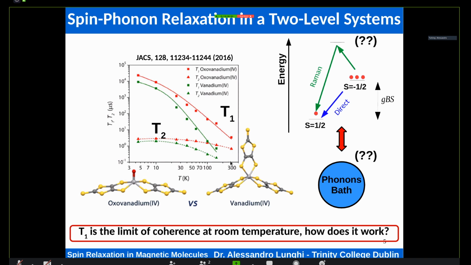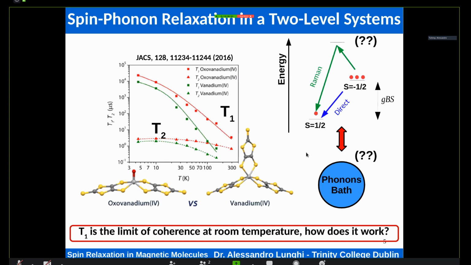So in a nutshell, what T1 is: let's say we have two spin 1/2 levels, 1/2 and minus 1/2. If we are in an external field, the degeneracy of these two levels is split by the Zeeman interaction. And as soon as you start manipulating the population of the states, let's say with microwave radiation, the system will start interacting with the phonon bath in order to reestablish the thermal equilibrium. And this can occur through several processes: direct relaxation, Raman relaxation.